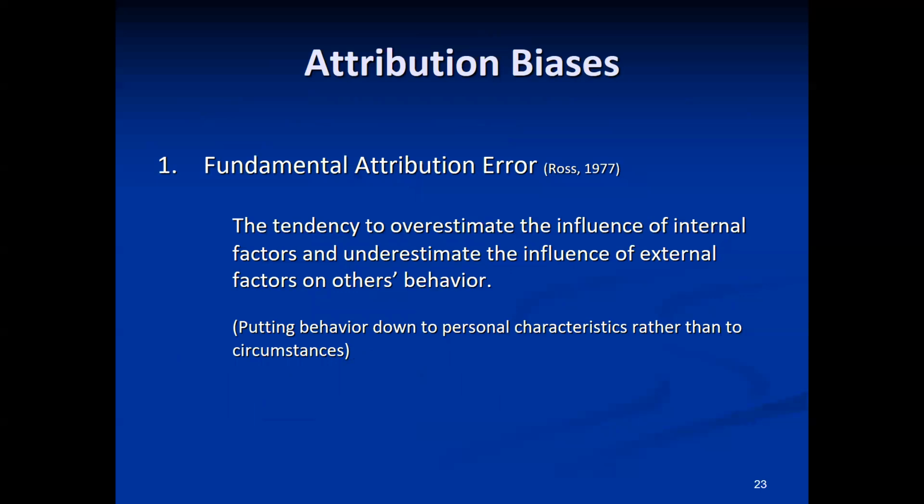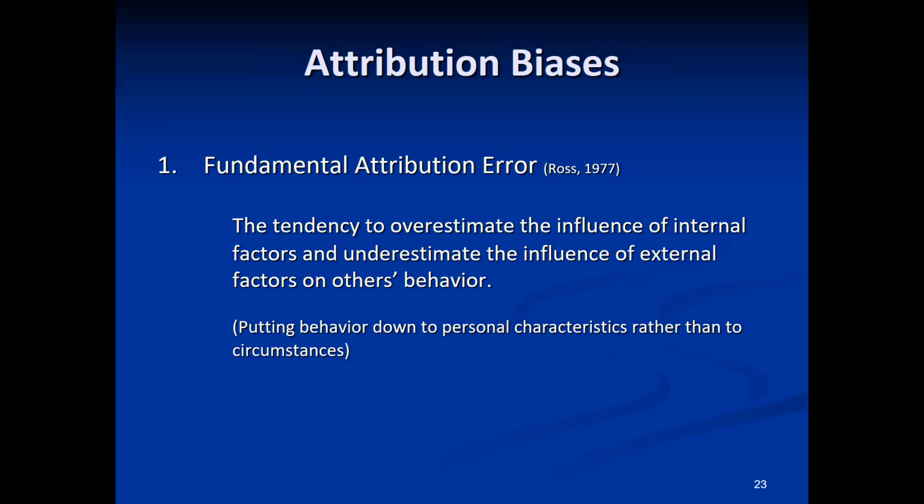This example illustrates what Ross termed the fundamental attribution error. The fundamental attribution error is the tendency to overestimate the influence of dispositional factors and underestimate the influence of external factors on others' behavior. That is, it is putting others' behavior down to personal characteristics rather than to circumstances. This tendency was first observed by Heider and is also known as correspondence bias, because it is the inclination to assume that people's behaviors correspond with their dispositions.